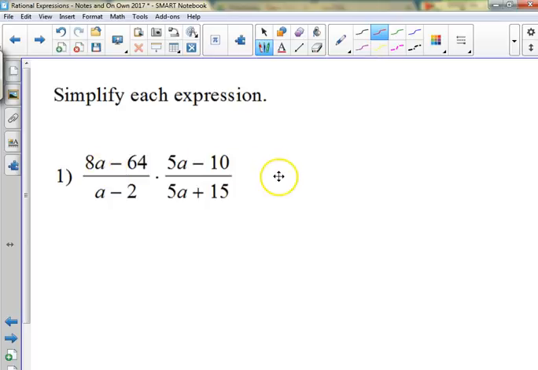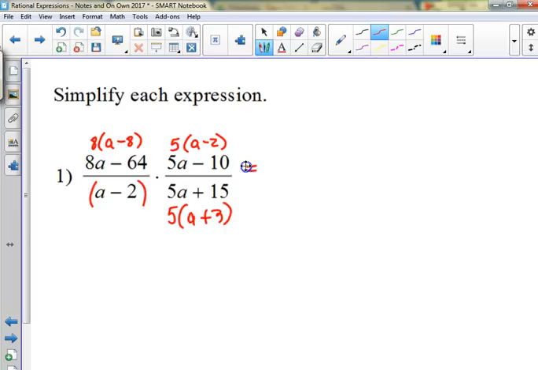Anything on the top can cancel with anything on the bottom. When I say anything, though, you can't kill kittens. You can only kill factors off, right? It's got to be factors. So we can take an 8 out here. We can take a 5 out here. We can take a 5 out down here. And this one stays a minus 2.